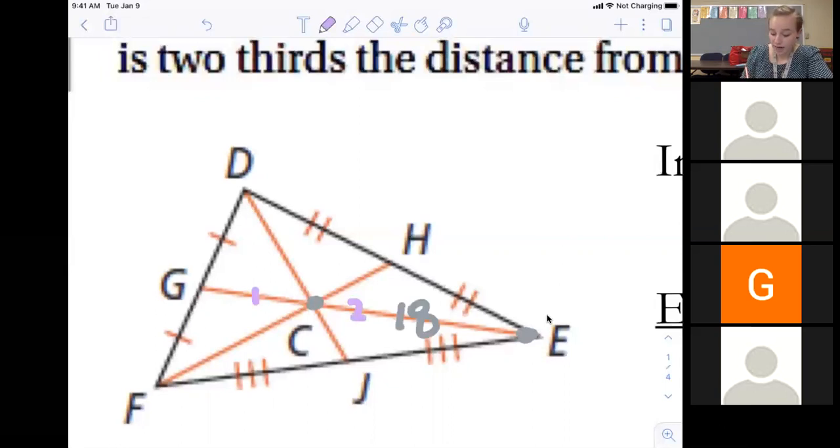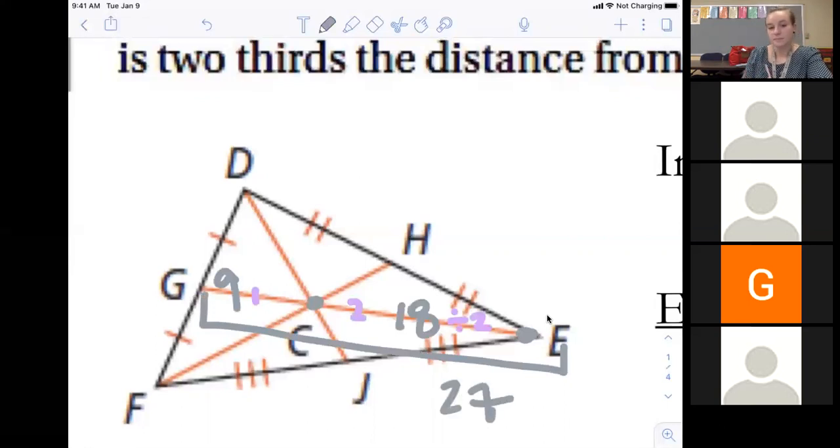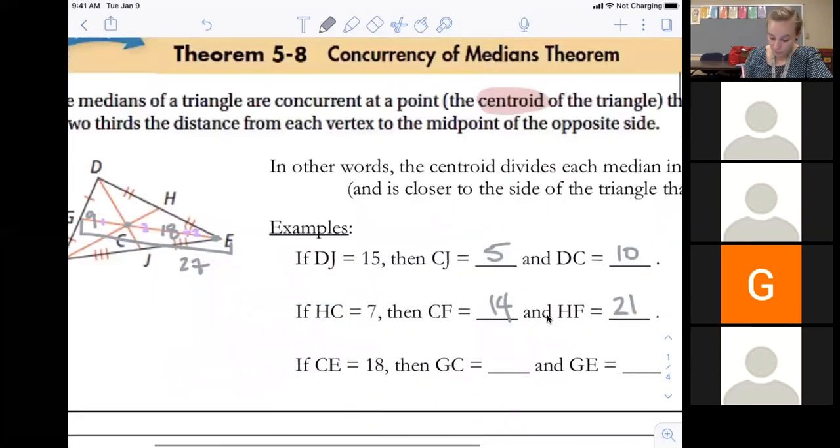So if we divide 18 by 2, that number would be my GC, which is 9. Then I could find out what the whole distance is by adding 9 and 18, and that's 27. Or you can multiply 9 by 3, and that's also 27. Either one is correct.